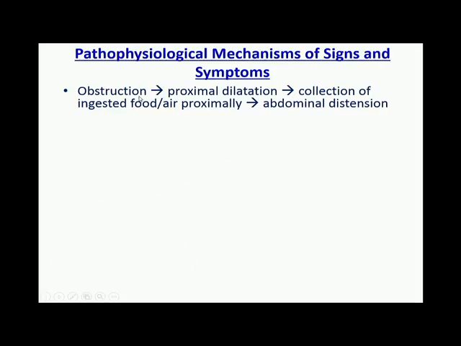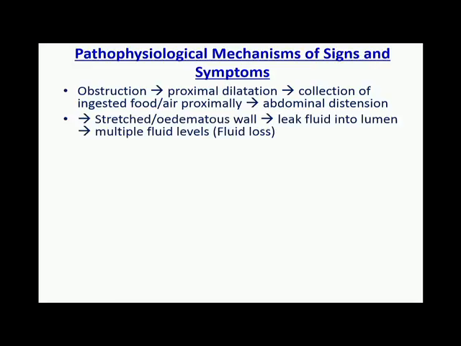So when there's an obstruction, what happens? Always there's proximal dilatation, and there's collection of ingested fluid. Whatever you ingest will be in your proximal part, and that causes abdominal distension. So in intestinal obstruction, one feature is abdominal distension. The reason is that the obstruction causes proximal dilatation, and this is contributed further by this.